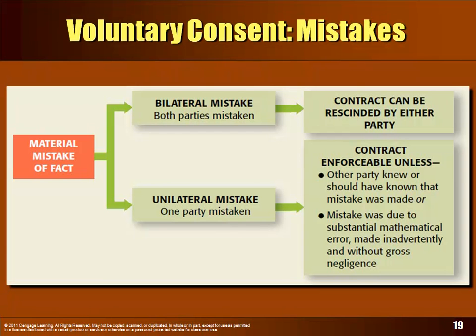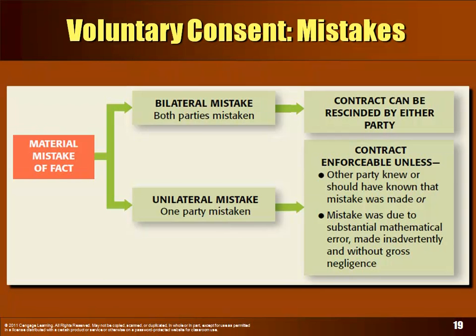So the general rule is if only one party is mistaken, then they shouldn't be able to back out, unless there are two exceptions up there. One is when the other party knows you're making the mistake and lets you make it. Like what if the person's like, haha, you're buying a fake iPad, but I'm going to let you do it. They shouldn't be able to take advantage of that.